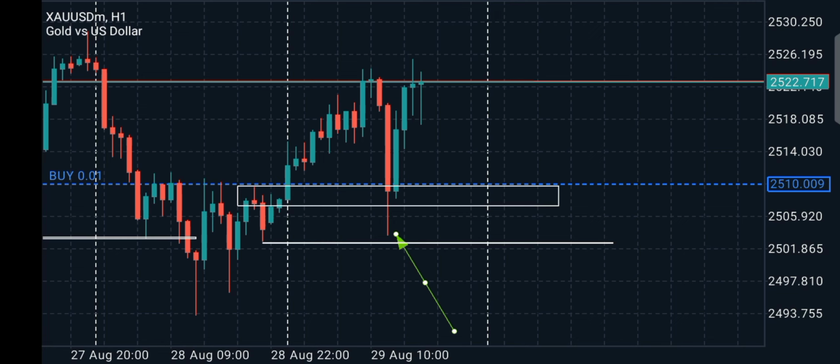The news, employment claims, pushed price down inside this imbalance and it got out, taking out this level, London's high. So we created our high for the day and we also created our low for the day during this time as well. So that was what I really did here.